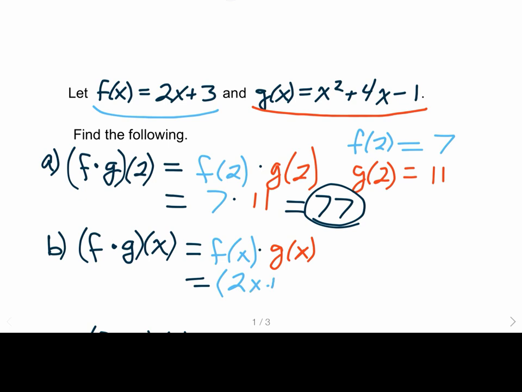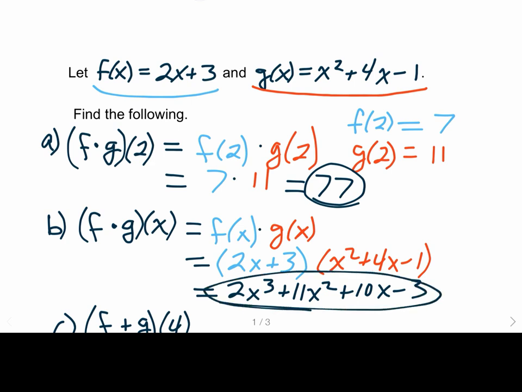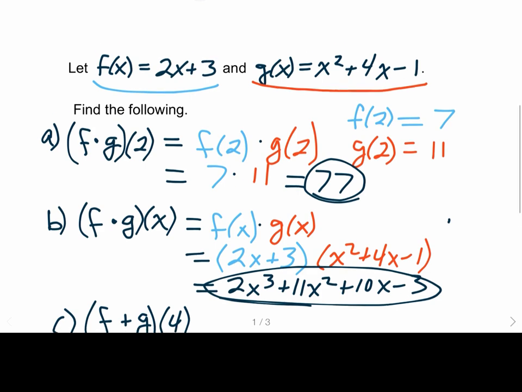And so, f is 2x plus 3, and g is x squared plus 4x minus 1. And we're going to multiply together these two expressions. And when we do, we're going to get 2x cubed plus 11x squared plus 10x minus 3. And that's the expression represented by (f·g) of x.